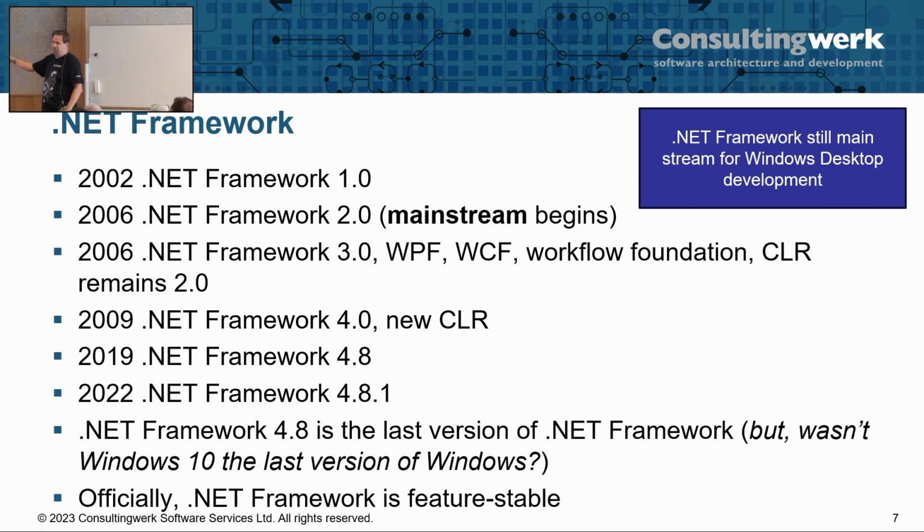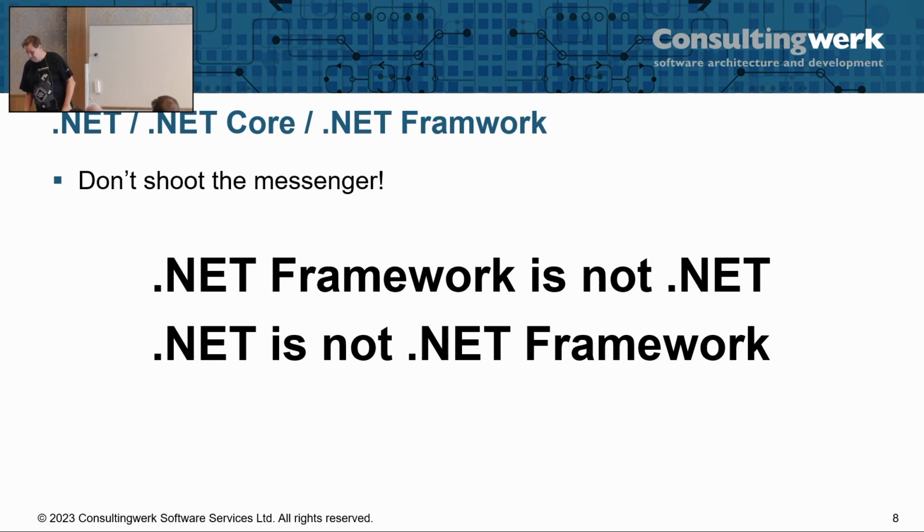But just like Windows 10 was going to be the last version of Windows, who knows how that plays out. So the .NET Framework is supposed to be feature stable now with version 4.81, or I think there's a 4.82 announced. So no new features to the .NET Framework. And for 20 years, you could use the term .NET Framework and .NET interchangeably. But now you have to be careful.